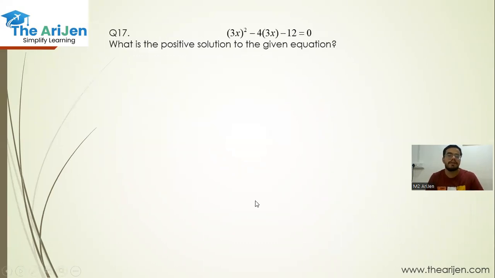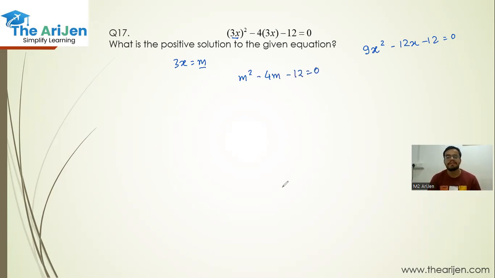So yes, this is our question. Question number 17 is asking, what is the positive solution to this equation? So it is 3x squared minus 4, 3x. What you can do is break this part and solve, but the easier way would be substituting 3x as any variable. Let us say 3x is equal to m, right? So m squared minus 4m minus 12 is equal to 0.